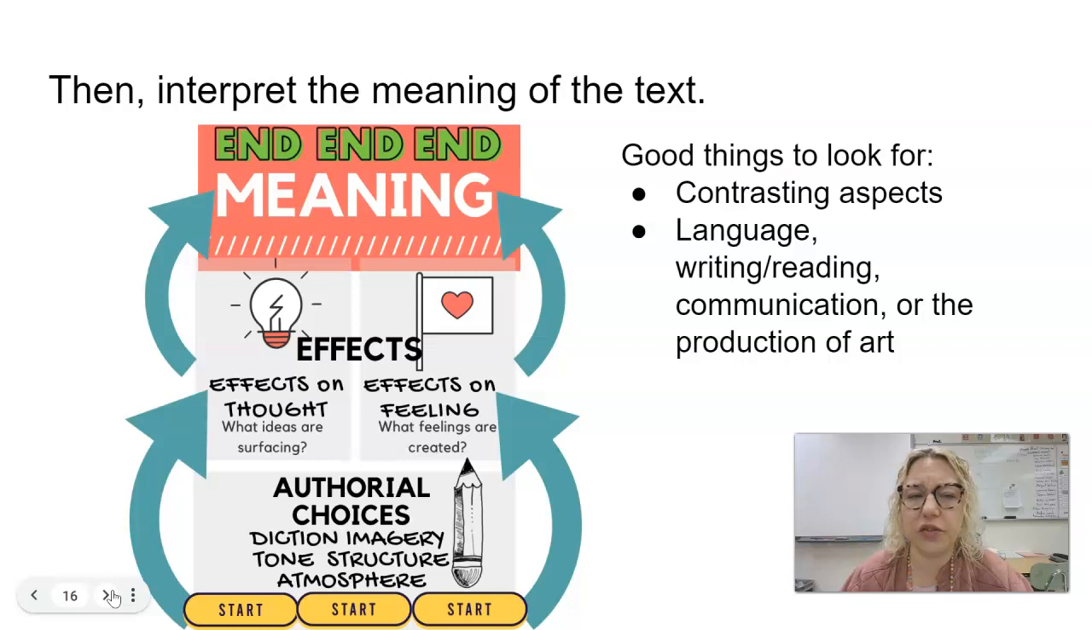Good things always to look for when you're looking for meaning are when you see contrasts or repetitions. So anything that repeats, anything that contrasts is going to lead you to something interesting. And oftentimes I find that IB chooses texts that highlight something about one of these themes: language, writing, reading, communication, or the production of art. And so those are all helpful things to look for in your text.